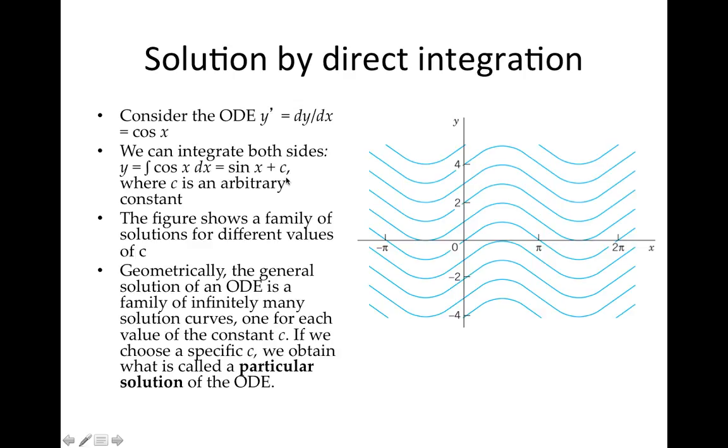we'll get this constant c, the constant of integration, which is an arbitrary constant. So this is the family of solution curves that I was discussing in the previous slide, where the different set of curves comes from selection of different values of c. Geometrically, the general solution of a differential equation is a family of an infinite number of solution curves, one for each value of the constant c. Now, if we choose a specific constant of integration based on some criteria, then we obtain what's called a particular solution of the differential equation.